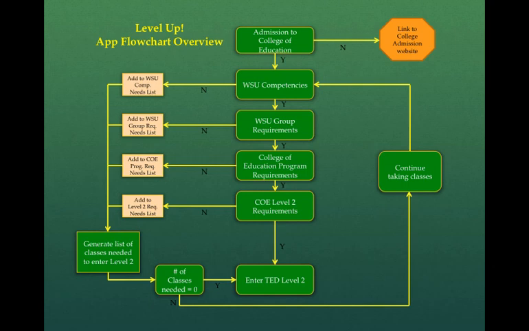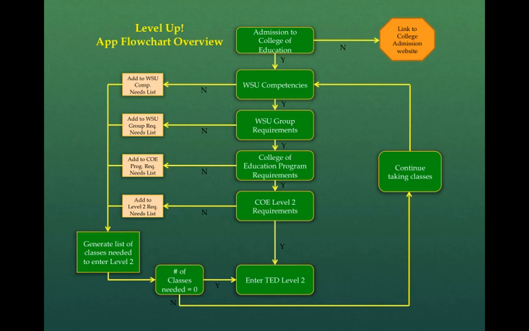This is the overview flowchart. Starting at the top, students are asked whether or not they've been admitted to the college and then redirected if they haven't. They continue on. The WSU competencies are all identified, and any classes that haven't been taken get added to the needs to take list. The same is true for the WSU group requirements, College of Education requirements, which are the specific program area requirements, and then the level 2 requirements.